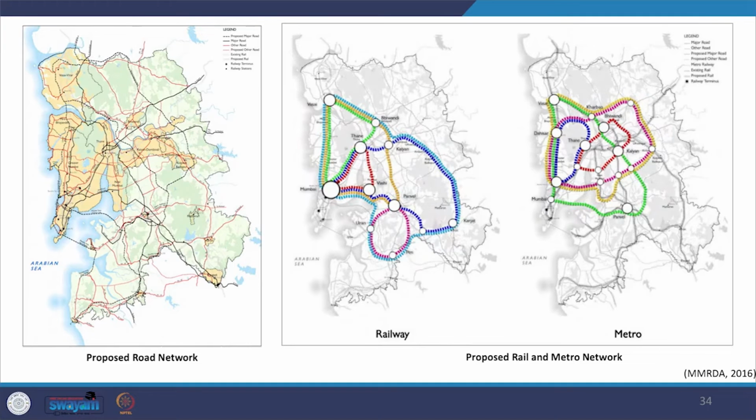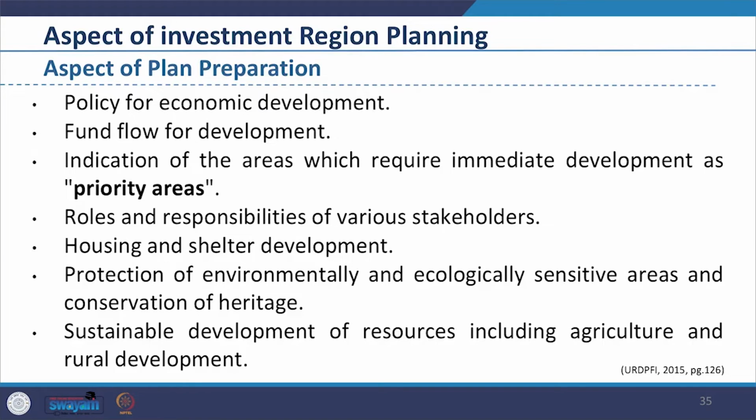Integrated transport policy, administration policy, law and order machinery. Plan for regional infrastructure linkages, a dedicated and sustainable connectivity across the corridor and the hinterland. Further, policy for economic development has to be considered. Fund flow for development has to be seen. Indication of the area which require immediate development as priority areas. Roles and responsibilities of various stakeholders.